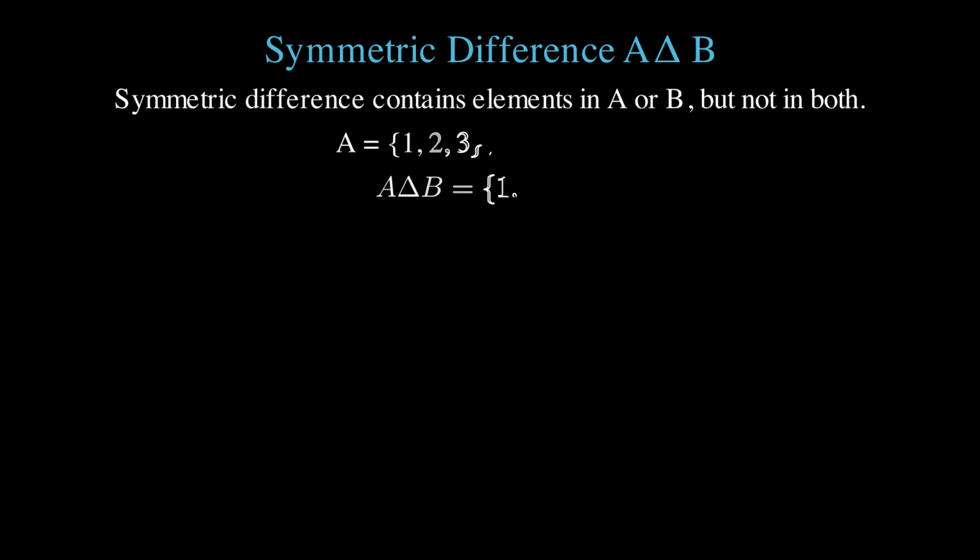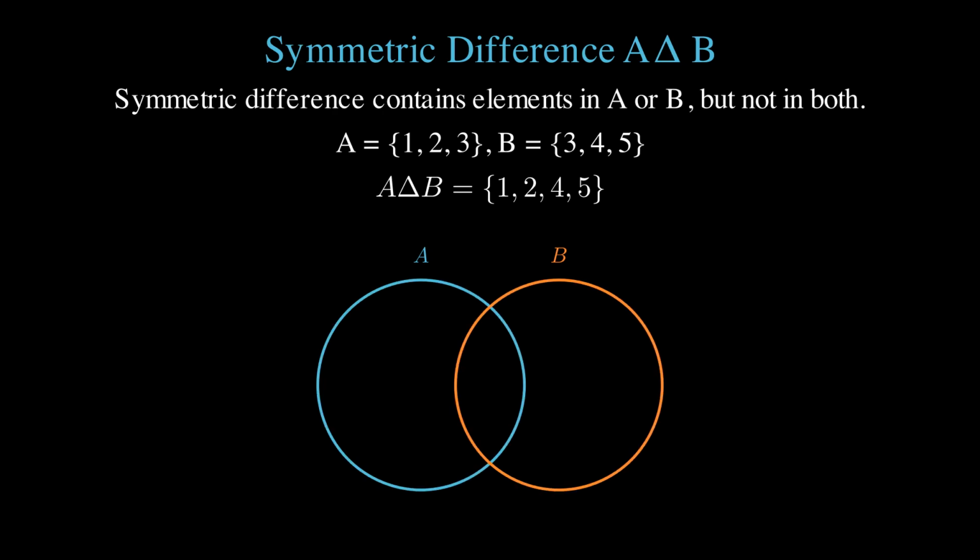Let's take a look at an example with two sets, A and B. Set A contains 1, 2, and 3, while set B contains 3, 4, and 5. Here we want to find the elements in A or B, but not those shared between both.